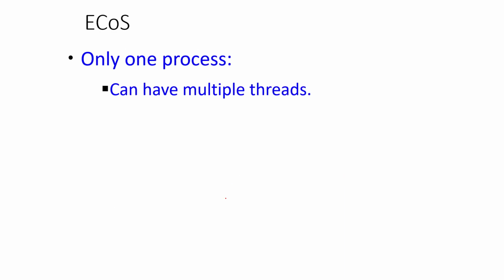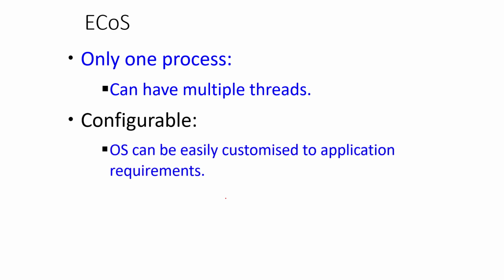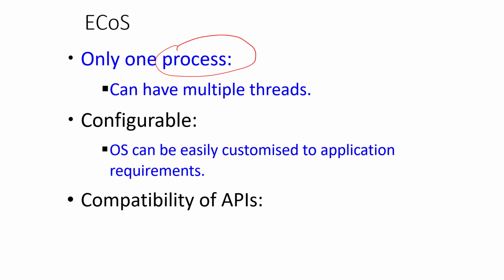So how does E-cos work? Well, there is only one process. It can support multiple threads. It is configurable in the sense the OS can be easily customized to different kinds of application requirements. But the key point is that multiple processes are not supported. The APIs per se are compatible with two of the standards. We have discussed POSIX, but then there is a Metron standard. You can look it up on Wikipedia. It is a standard like POSIX again for embedded and real-time devices.